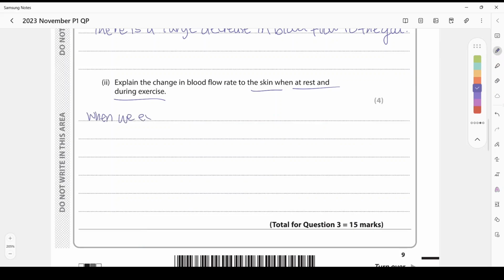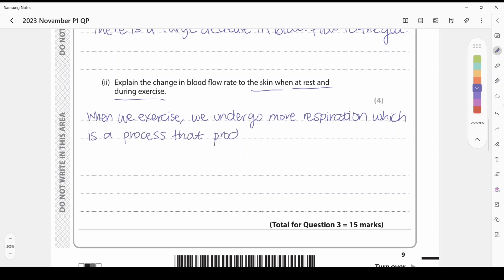When we exercise, we undergo more respiration, which is a process that produces heat. It's also the same reason why when we're cold, we shiver. And shivering is basically our skeletal muscles contracting in order for it to produce more heat.